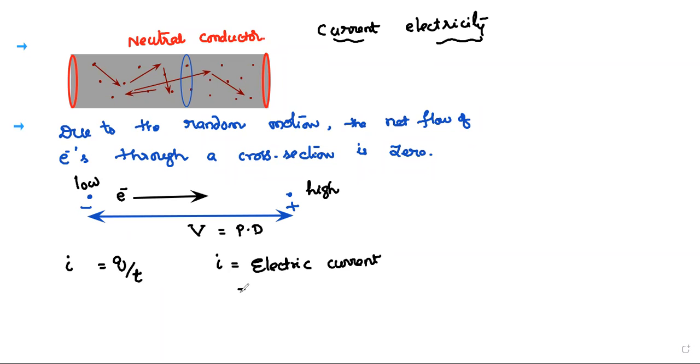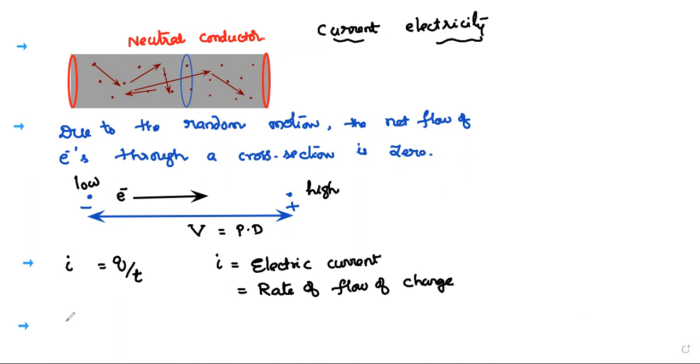This per unit time we call it the rate of. So rate of flow of what? Charge through a cross section is defined as electric current. Okay, so this is the basic definition. From the basic definition, what next we try to say.